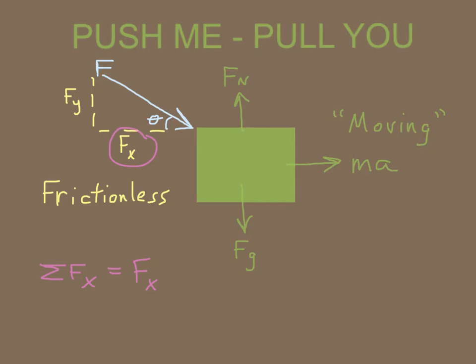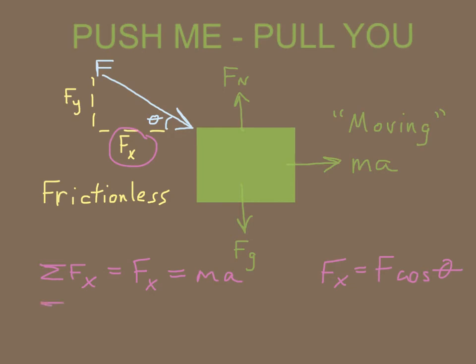However, the box is moving to the right, so we'll set this equal to ma. But it's important to remember not to use the value given for force, but to take the value of force times the cosine of the angle and use just the horizontal component.